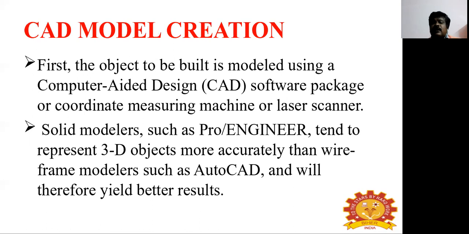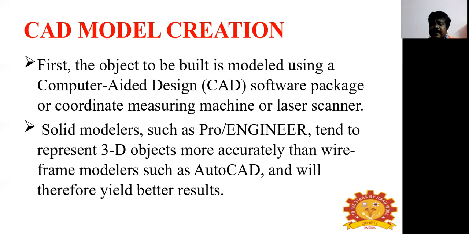CMM stands for Coordinate Measuring Machine. Or we can also use a laser scanner. Suppose an image is there, the same replica we can take by means of this laser scanner. We can scan the entire picture and store it, and that we can take as our CAD data, for which we can build our model. So in our first step, whatever object we are going to build, we will use the CAD software package, or CMM, coordinate measuring machine, or even a laser scanner.